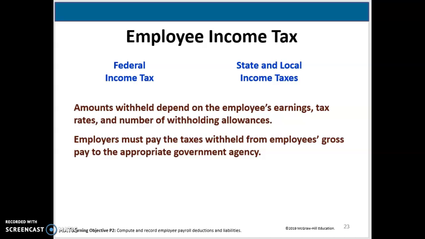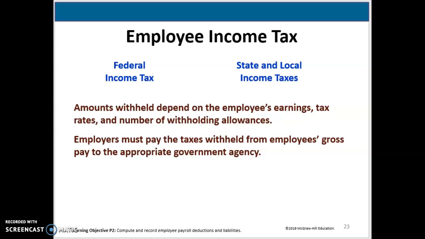Employees are allowed to claim allowances for themselves and their dependents. A lot of states and local governments require employers to withhold income taxes from employees' pay and send them to them quarterly. But until they're paid, they're a current liability on that employer's balance sheet. So that's why they're in this section.